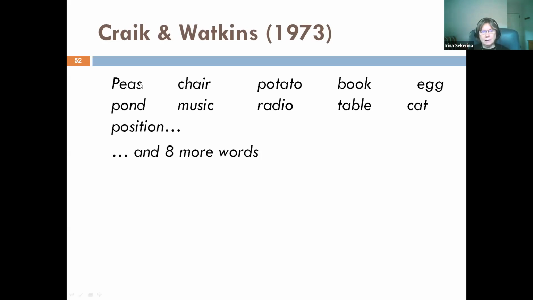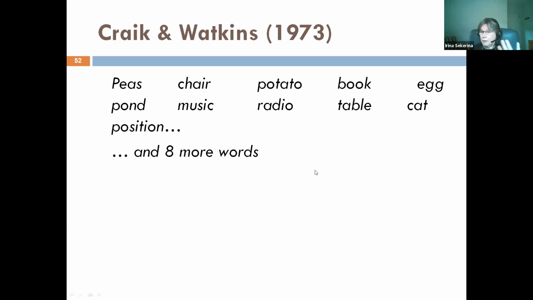So if you get peas here, the first word that starts with P, then you have chair, you will be able to rehearse peas twice, and then you will recall peas. Now, if you get potato, potato is separated from pond by 2 words, so potato gets twice as much rehearsal as peas, right? So you should be recalling it better. And then look at position. That's the last word on my list. We have music, radio, table, cat. So position gets 4 times as much rehearsal as peas.